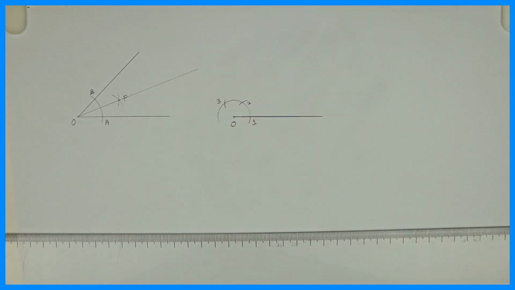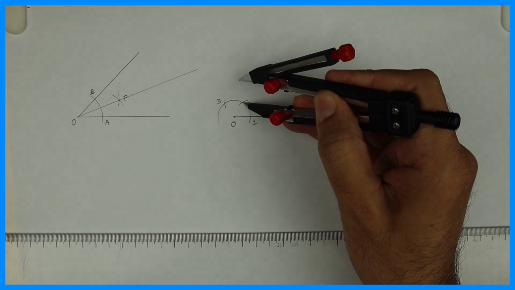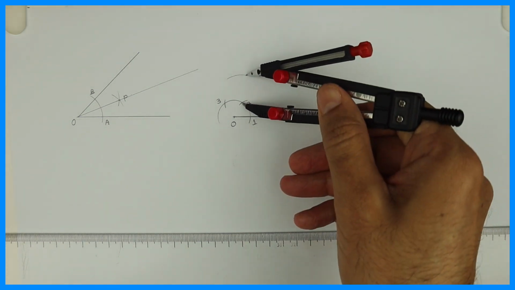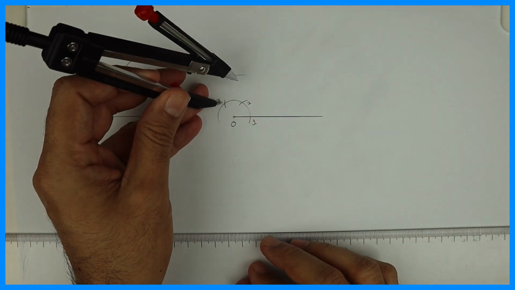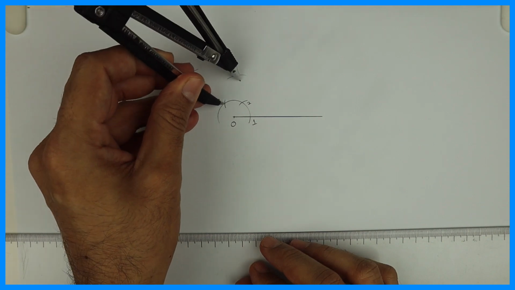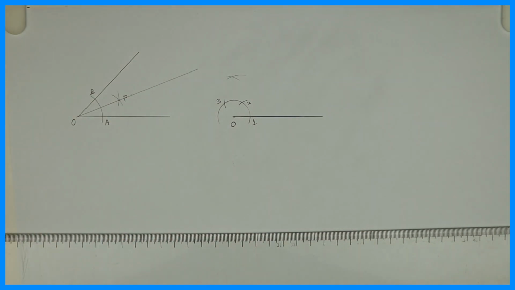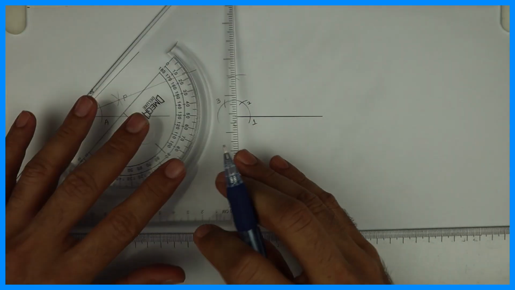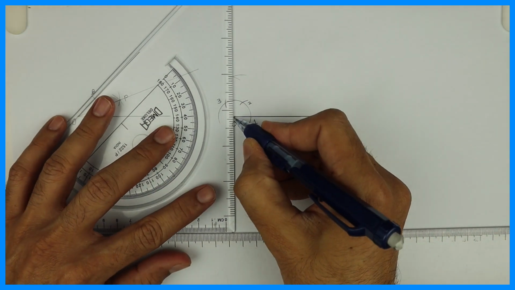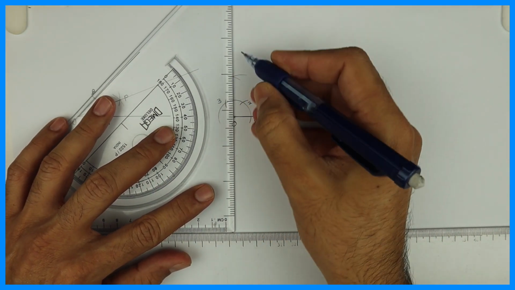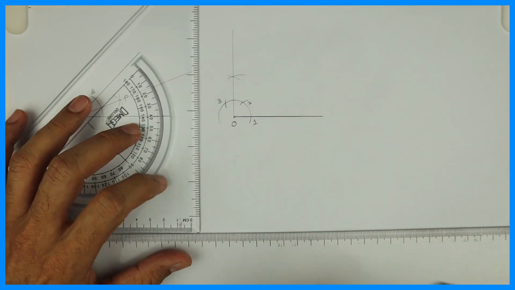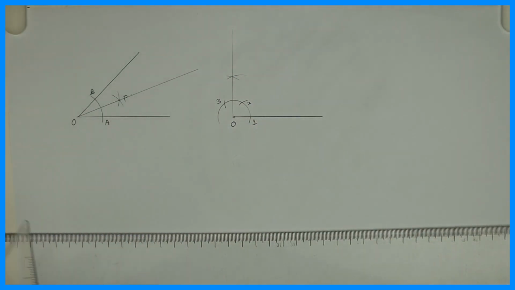Remember, same radius. Cut. Then from 2 you draw one radius, and from 3 we'll draw another radius wherever they intersect, right? So from there we can draw a line, see, this way, passing through O. So this is perpendicular.